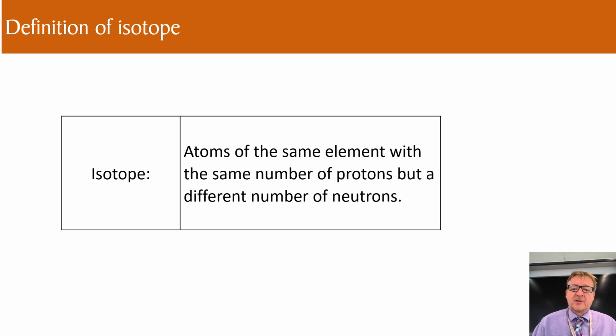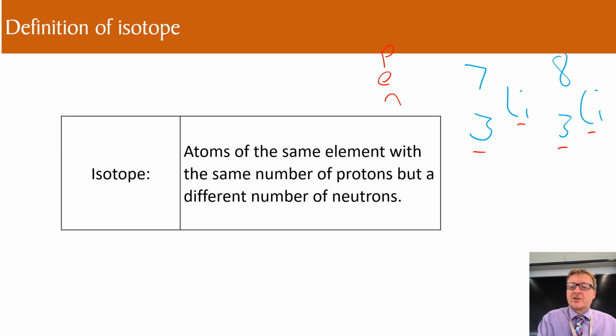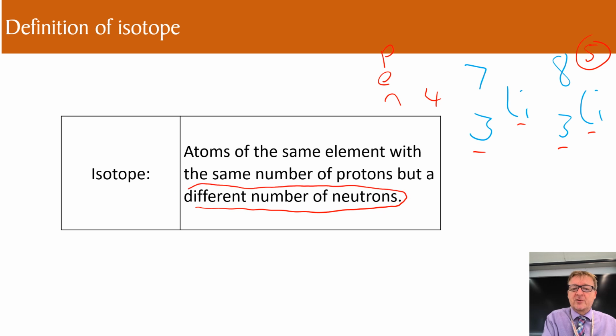An isotope. If I just draw, I'll do 7, 3 lithium, and then we could have 8, 3 lithium. They are isotopes of each other. It is the same element, so it's both lithium. They have the same number of protons, but if we do PEN, this lithium has got 4 neutrons, because we do 7 take away 3, and this lithium has 5 neutrons. So an isotope is the same element with the same number of protons, but a different number of neutrons.